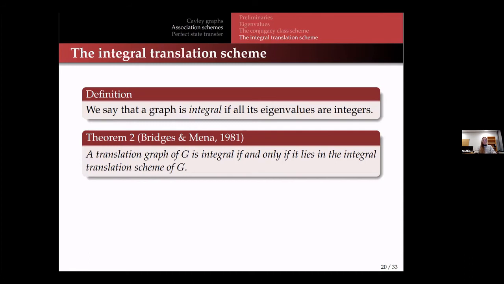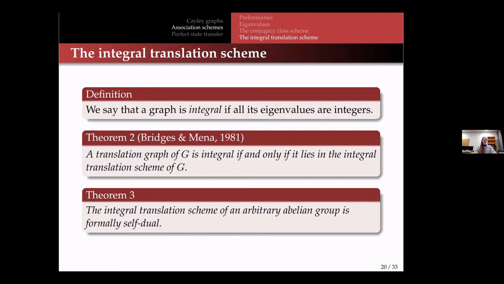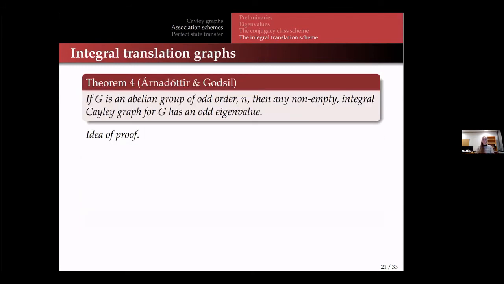And then we can also show that the integral translation scheme of an arbitrary abelian group is formally self-dual. That's not as trivial to show as it is for the abelian group scheme. But it is true. And now we can prove this theorem here: if G is an abelian group of odd order n, then any non-empty integral Cayley graph for G has an odd eigenvalue.